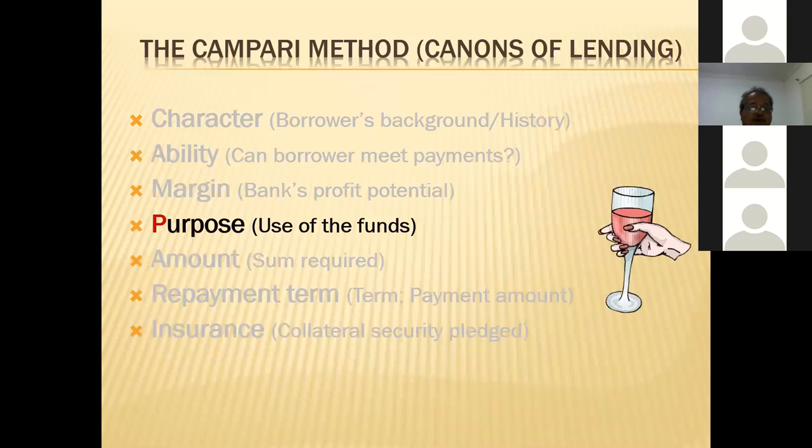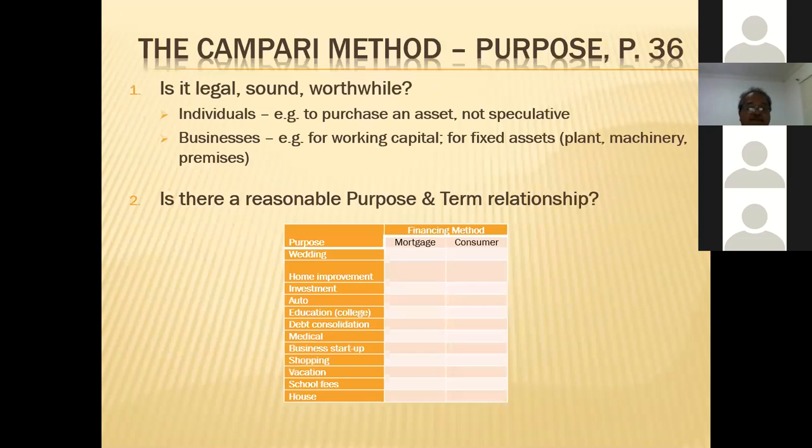All right, so purpose is the use of the funds. And so the questions you want to ask, and we're on the top of page 36 now, is the purpose legal? Is the purpose sound? Is the purpose worthwhile?